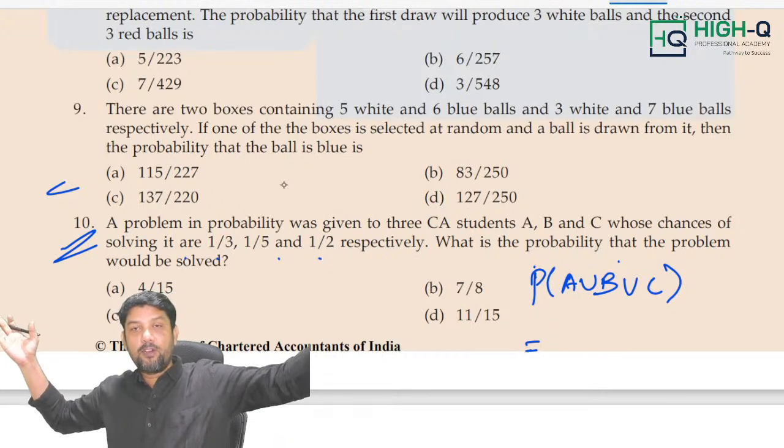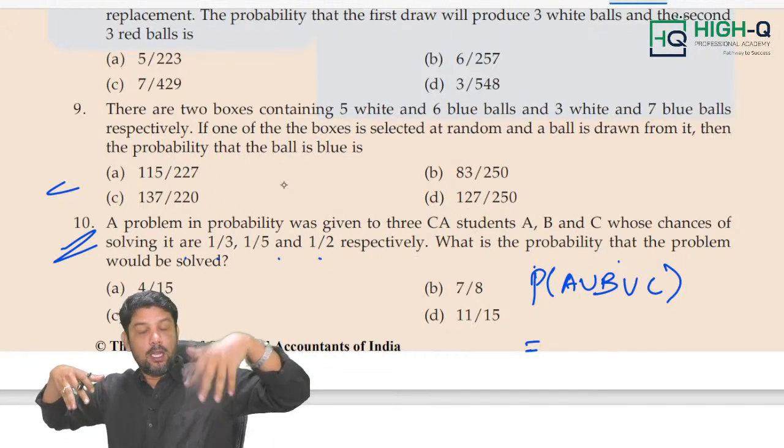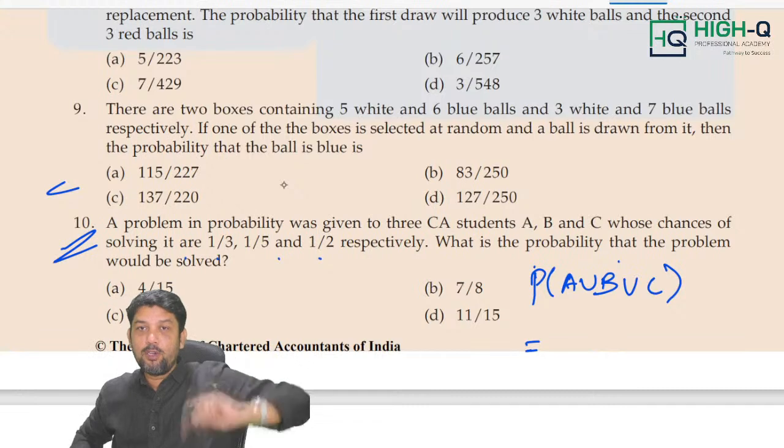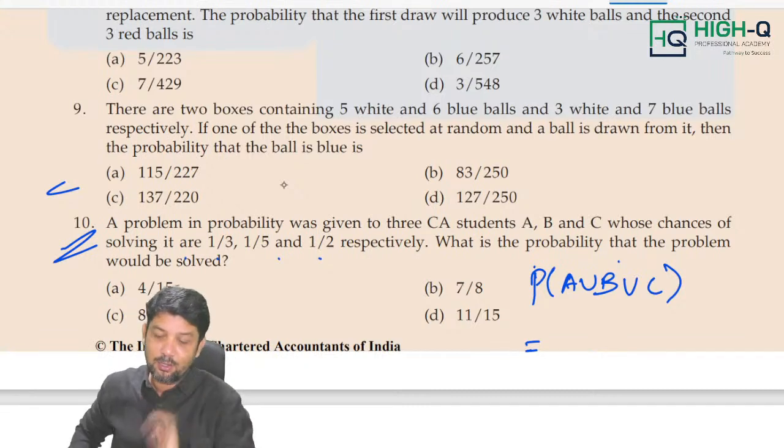Sir, such a big formula, and after that we have to apply the independent event. It is a waste of time, sir. I will not apply this and attempt this question. No, this is not a difficult question.